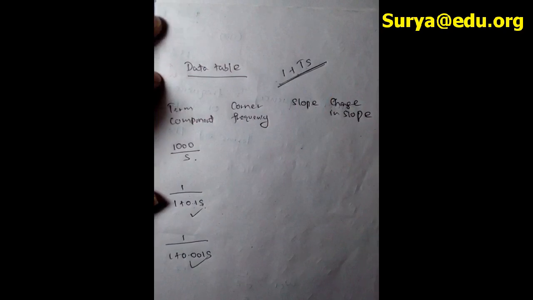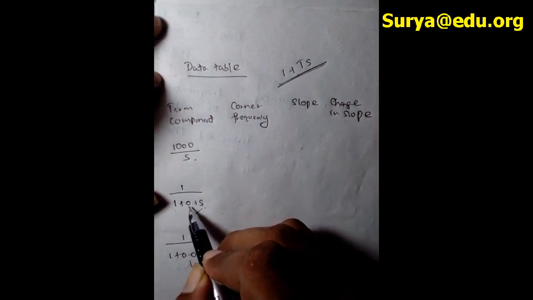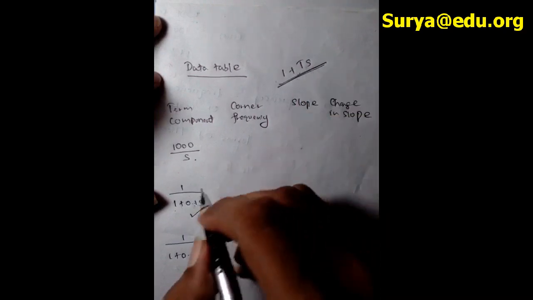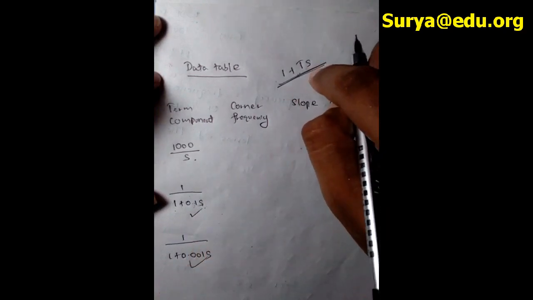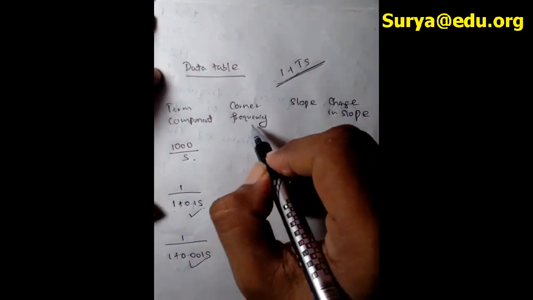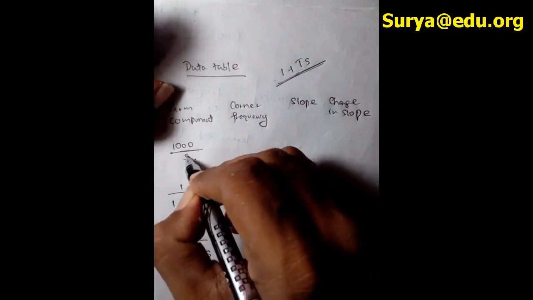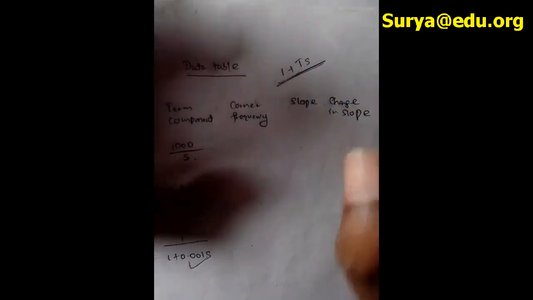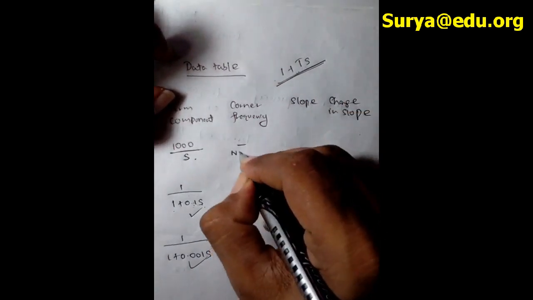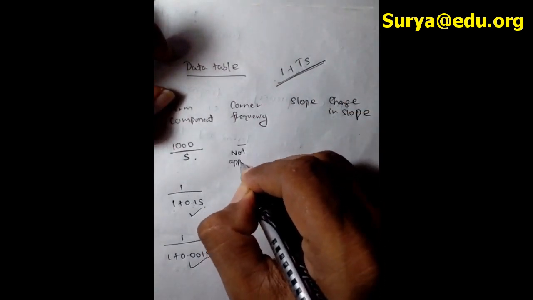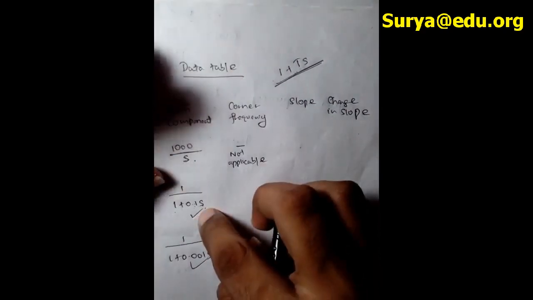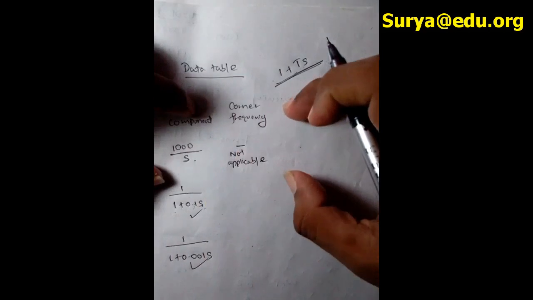It's very easy. See here, in 1 plus 0.1 s, the 0.1 is like t, it is same as this t, and this s is same as this s. Okay, so now here if you consider this part, 1000 divided by s, no corner frequency is applicable, so you can put a dash or you can write not applicable. And then if you consider this one, so now from here you can find a corner frequency.